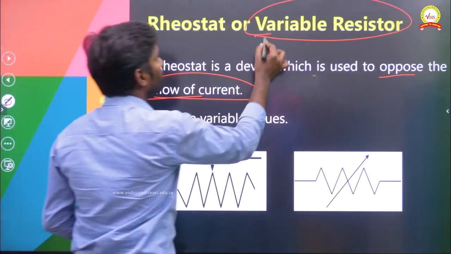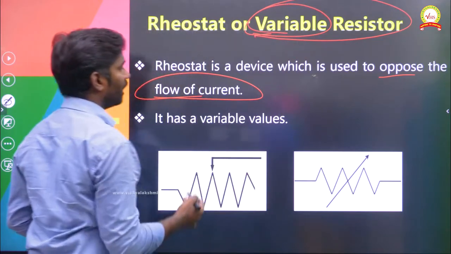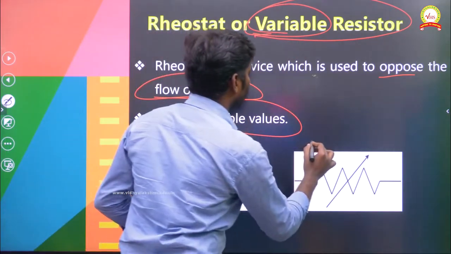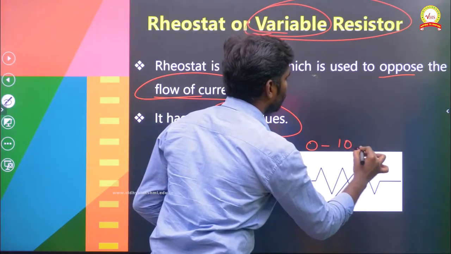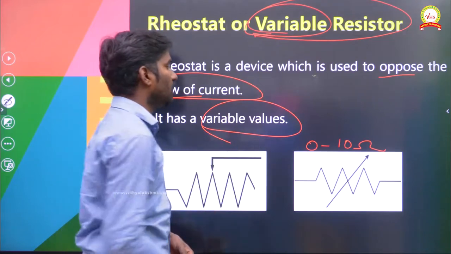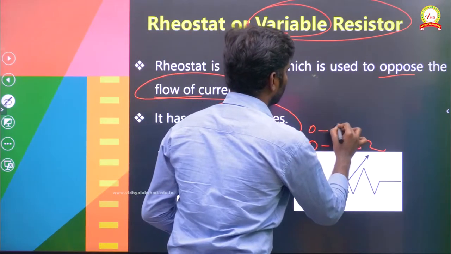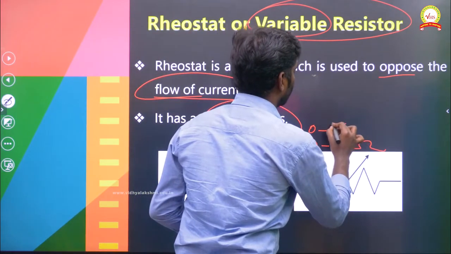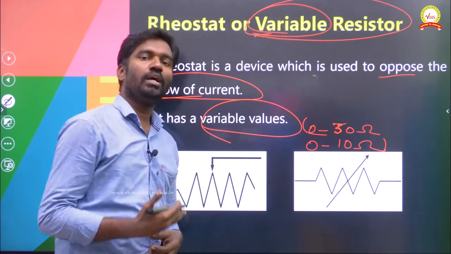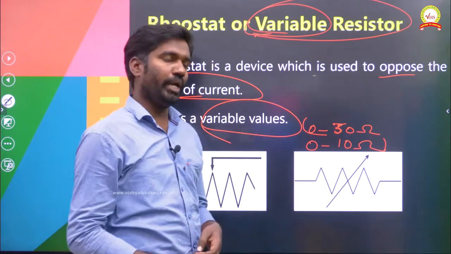Whereas the rheostat, as the name itself suggests, is a variable. That means the values can be varied. So the range of the rheostat will be from 0 to 10 ohms. So I can change the values from 0, 1, 2, 3 like that, or else we also have rheostats from 0 to I think 30 ohms. So like this the ranges will be there. Sorry, its value is a variable.